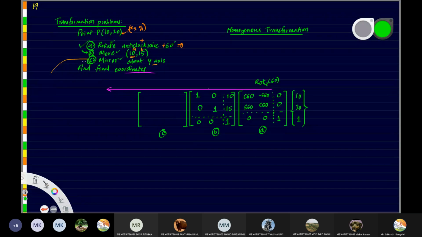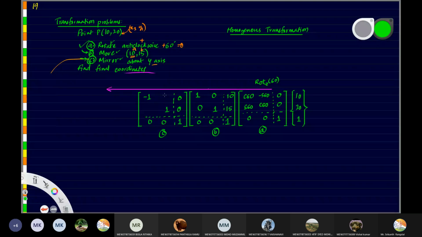In option C, you can see here we have to do mirror about the y-axis. Once again we write the homogeneous transformation matrix. Null matrix will always remain 0. No uniform scaling, so uniform scaling is 1. We are not moving it anywhere, so translation is 0. Now we are doing mirror about the y-axis, so this has to be -1, this has to be 1, and the two are zeros.